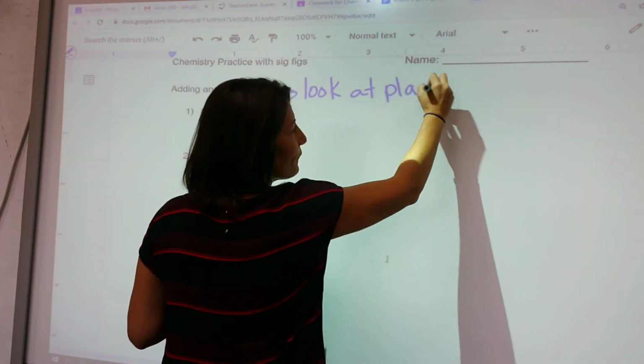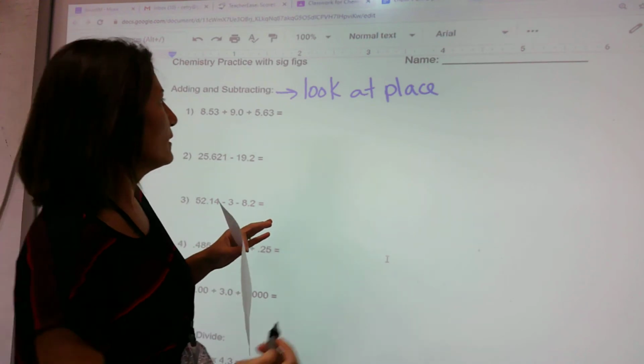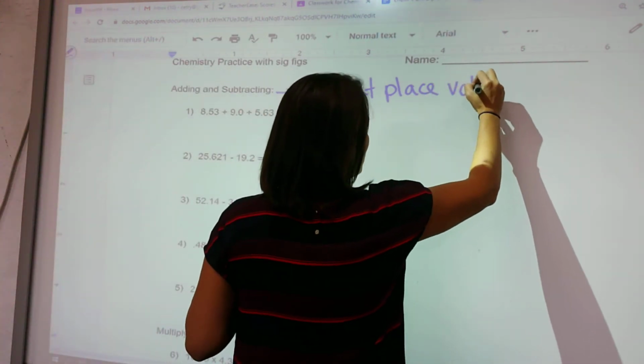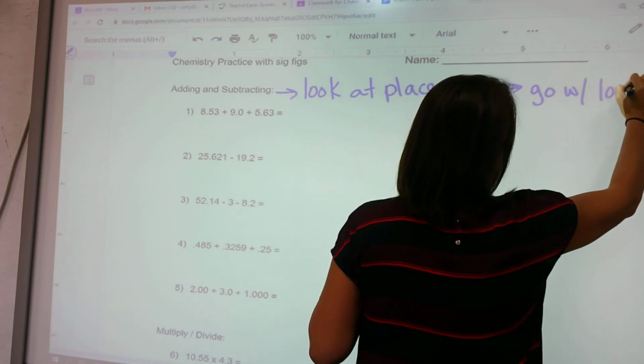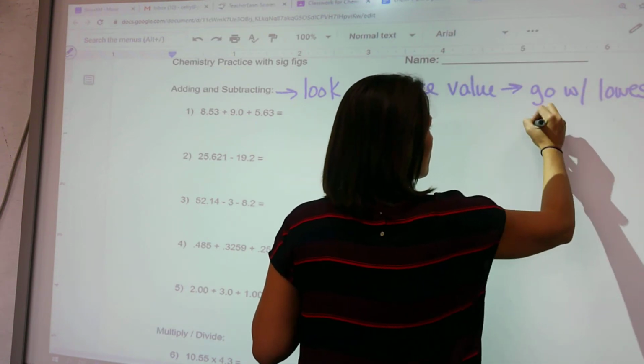It's a little bit different than when you're multiplying and dividing. So look at your place value. Go with lowest place value, and I'll show you what that means.